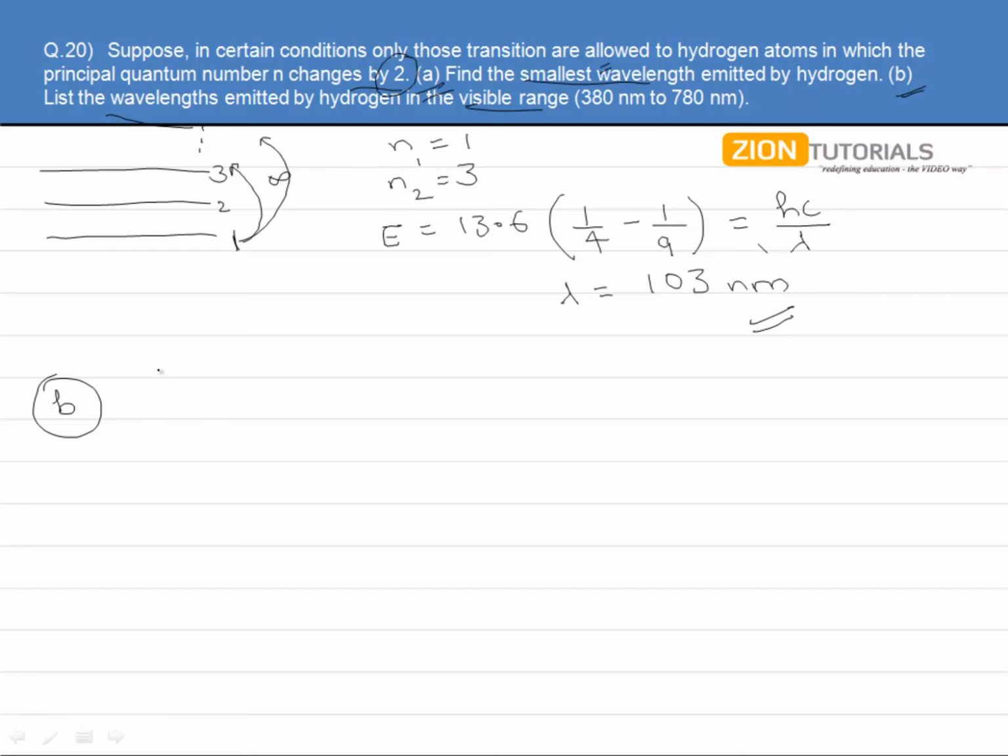So if we look at the transition from 2 to 4, we have the energy to be 13.6 into 1 by 4 minus 1 by 16, and equating that with hc by lambda, we get lambda to be 487 nanometers, which lies in the visible range. Now if we calculate the wavelength of the 3 to 5 transition, you will observe that it comes to be greater than 780. So only this wavelength comes out to be in the visible range.